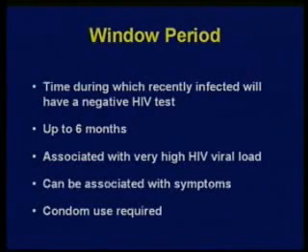This is also another important concept. It's the window period. It's a time during which a recently infected person will have a negative HIV test. It could be up to 6 months. It's associated with a very high viral load, can be associated with symptoms, and because of the very high viral load, condom use is required. It's important to be able to communicate this to a patient.